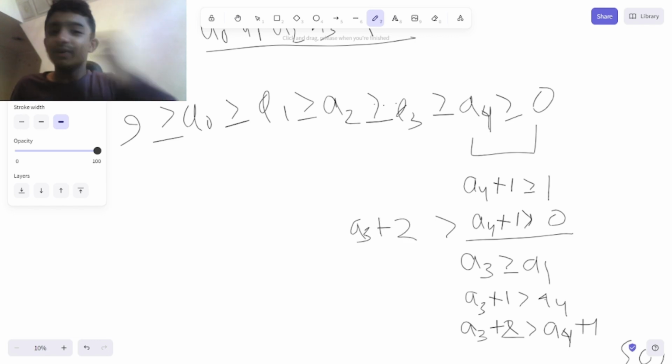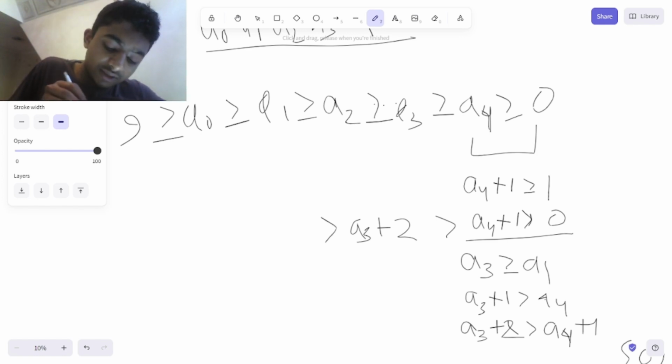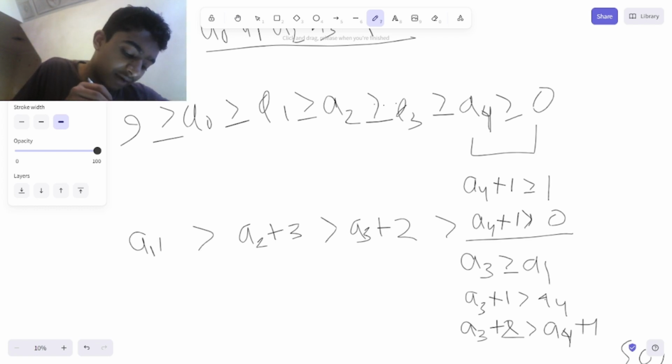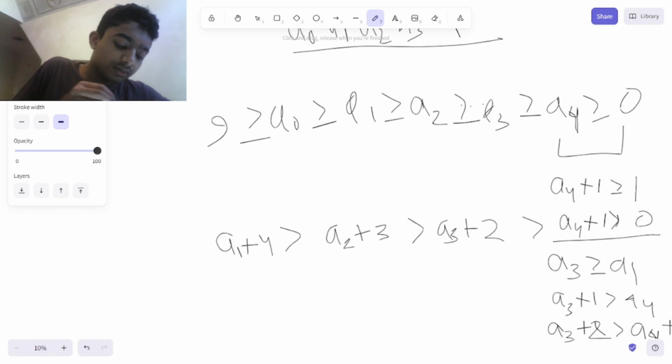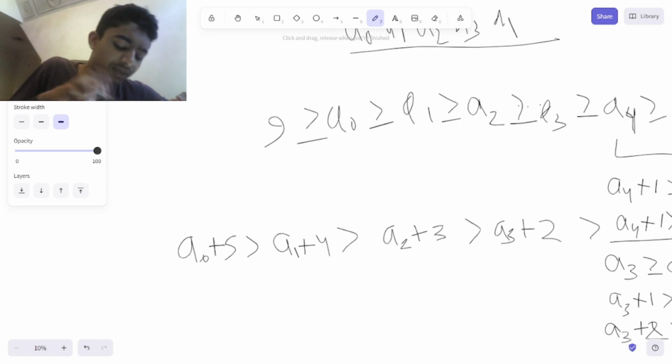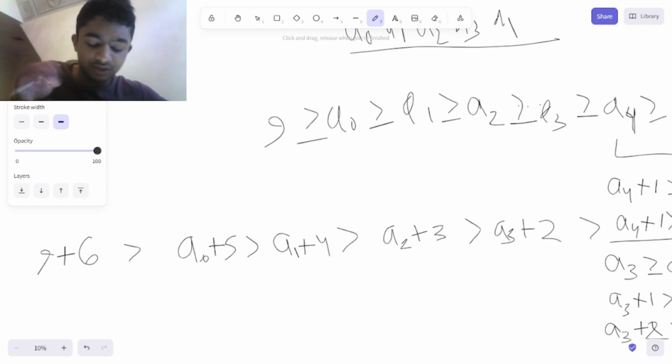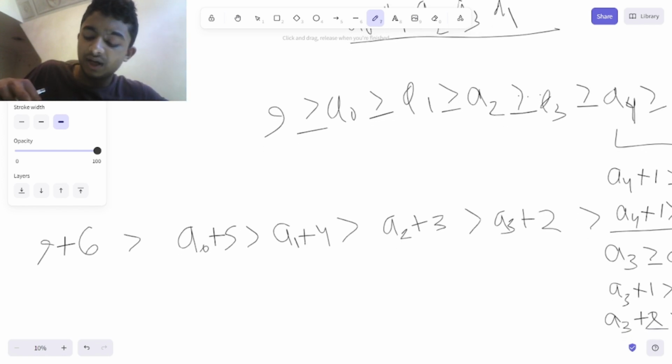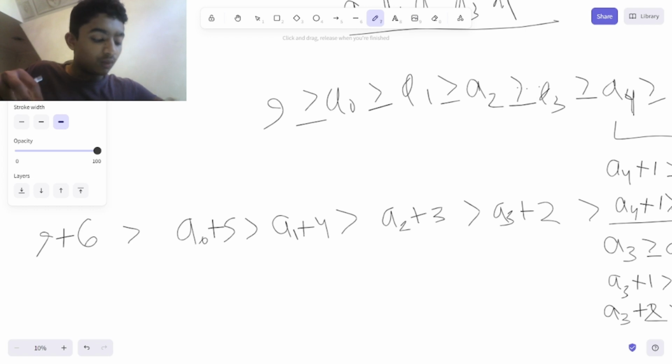Okay? So we can continue this pattern, right? For example, A2 plus 1 is greater than A3, strictly greater than A3. So if we add 2, then we have A2 plus 1 plus 2 is A2 plus 3. So we can just continue this pattern, A1 plus 4, A naught plus 5. And there have to be strict inequalities because we're adding 1 to each of them. And the reason we're adding 1 instead of, for example, 0.01 is because we're dealing with integers, right? So adding 0.01 would be a useless inequality, while adding 1 is actually useful.